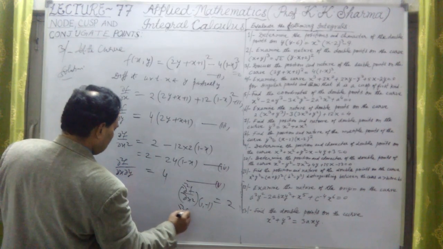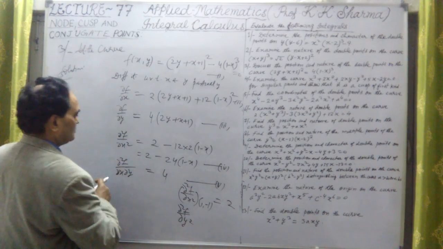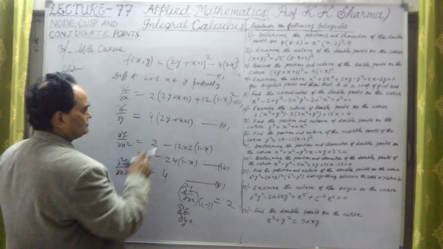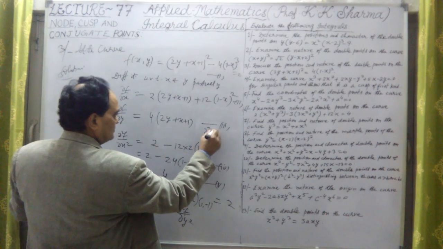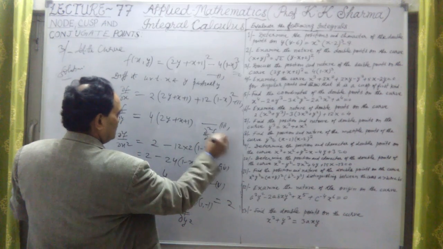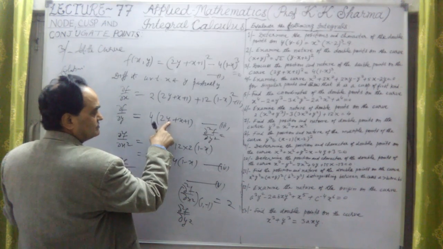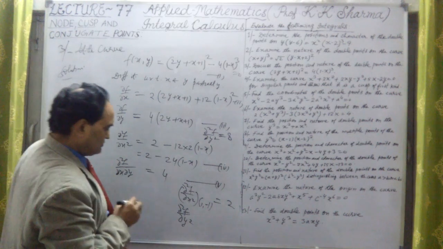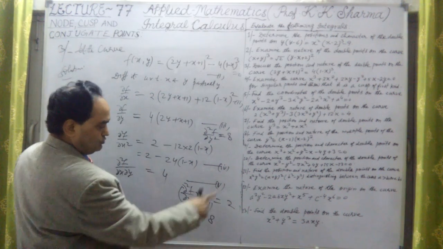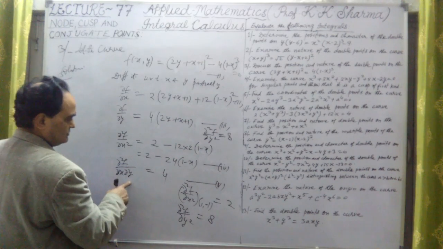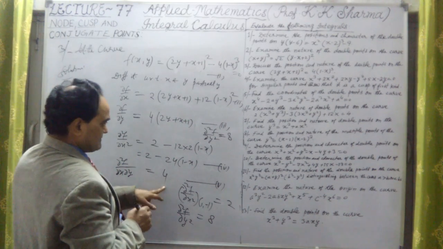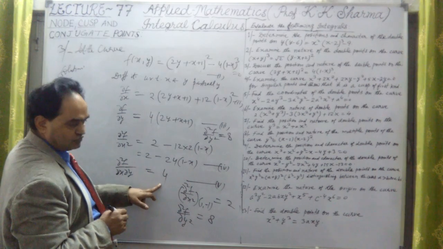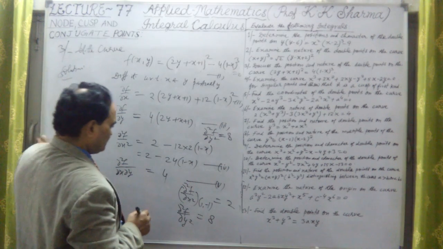What about del square f upon del y square? I'm sorry, what is del square f upon del y square? This is 8. I have not calculated this. Del square f upon del y square is equal to 8 only, because y is 1, but it is twice into this, so it is 8 only. Del square f upon del y square is 8. What about del square f upon del x del y? It is 4. Del square f upon del x del y is equal to 4 here. Why is it 4?